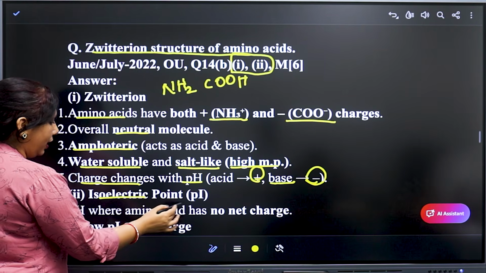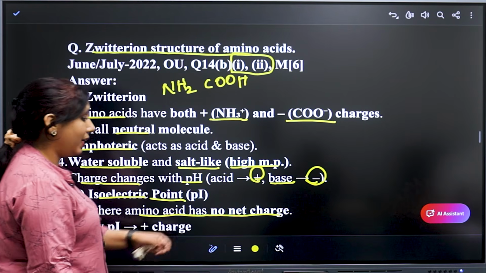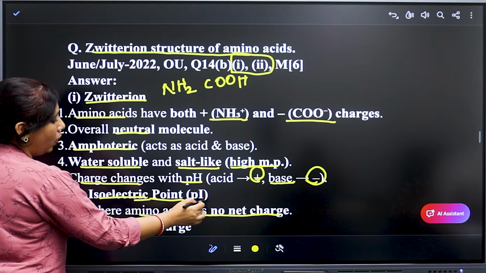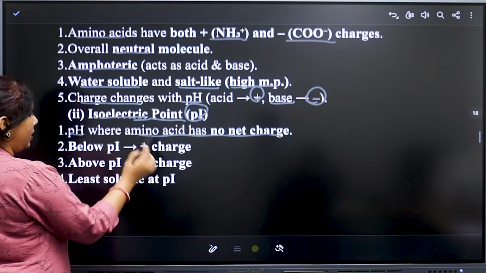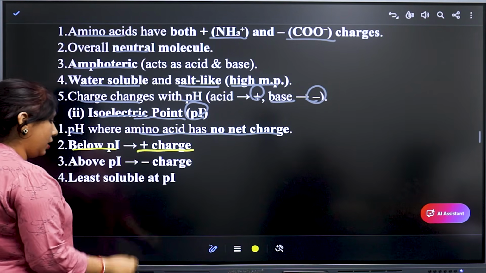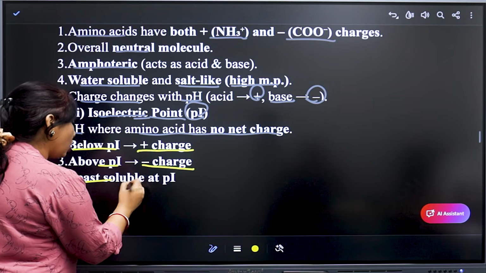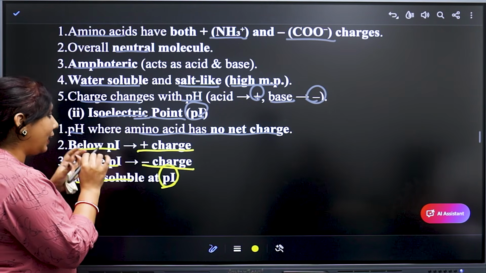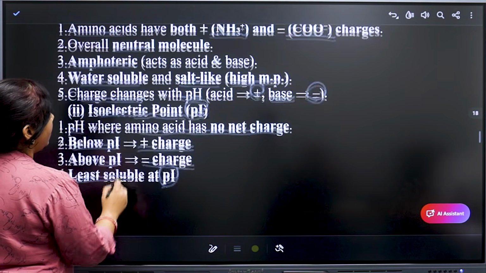Then coming to the isoelectric point, it is the pH where amino acids have no net charge. That means the pH where amino acids exist as zwitterion is called the isoelectric point, which is Pi. Let us see the points here. Below Pi, below the isoelectric point, the amino acid is positively charged. Above Pi, it is negatively charged. And it is also least soluble at the isoelectric point. Zwitterion is water soluble, but at the isoelectric point it is least soluble. It does not dissolve completely. So these are the points here.